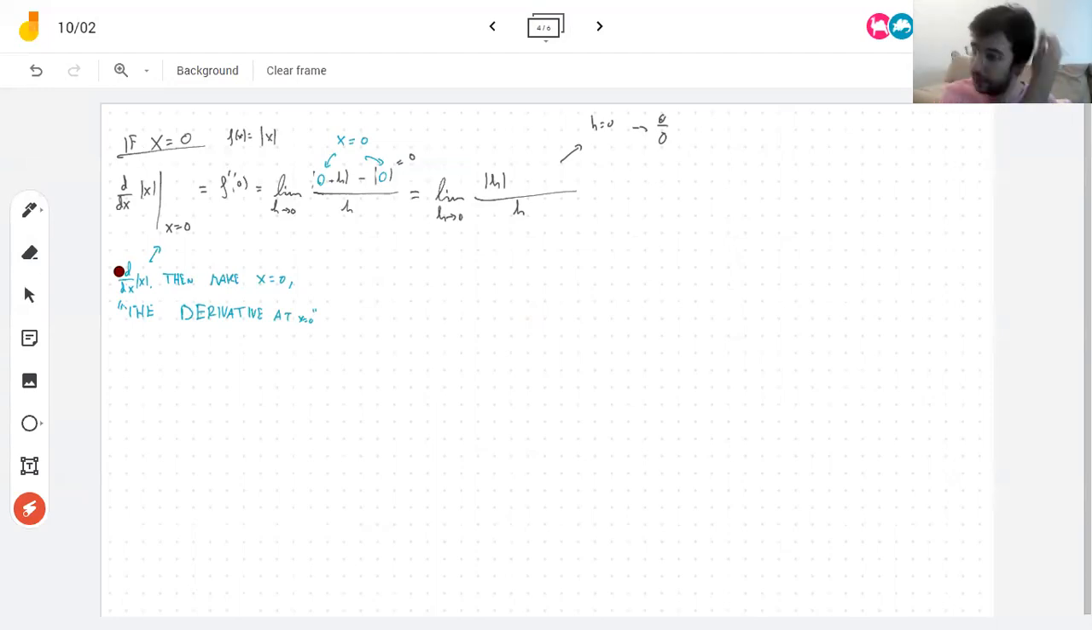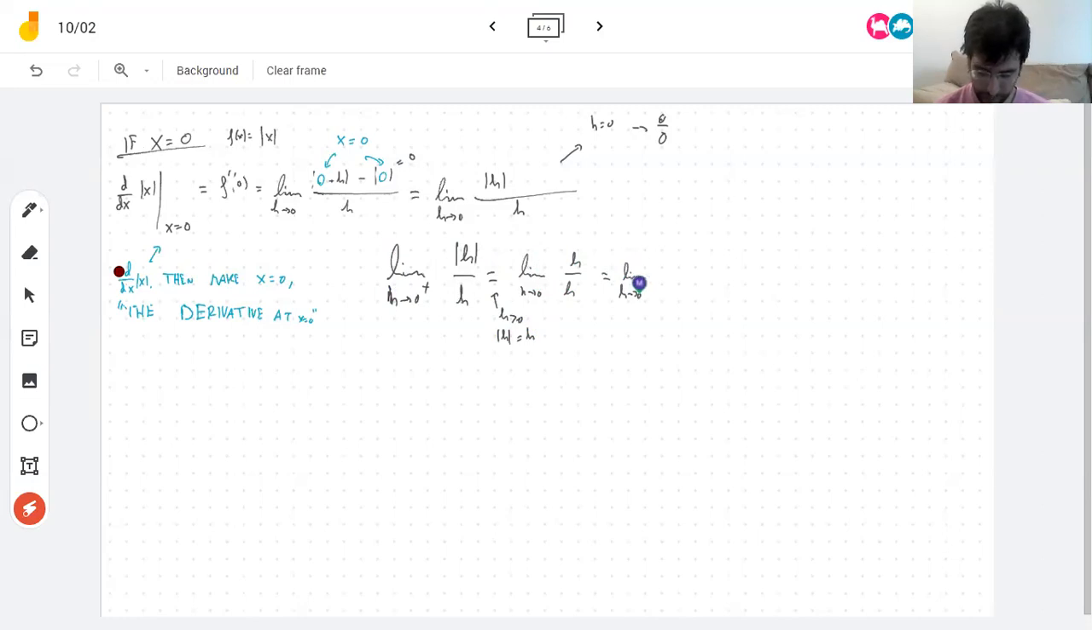So let's do the limit from the right of this thing. The limit from the right: if h is positive, that means the absolute value of h is itself. So this is the limit of h divided by h, and I know you know this limit. This is just the limit of 1. Like the picture was showing, for a positive number, this function is just 1. And for a negative number, well, guess what? It's going to be -1.